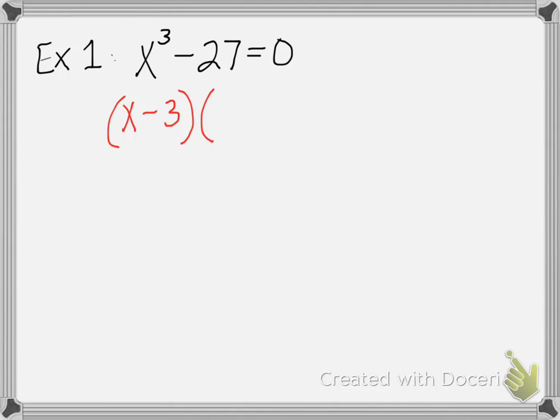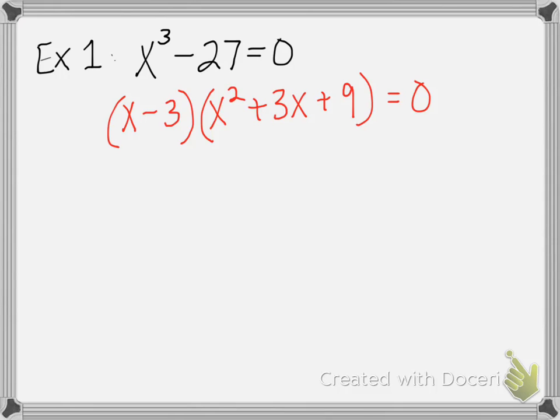So then when I finish this out, it says a squared, so I'll write x squared. Then it says plus ab, so that'll be plus 3x. And then it says plus b squared, which would make it 9. Okay?